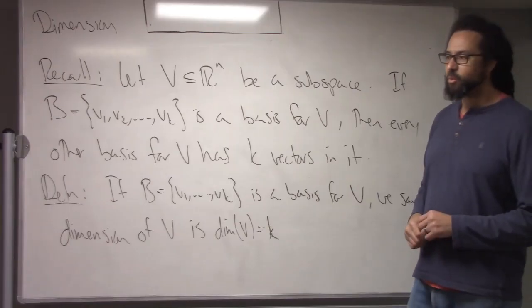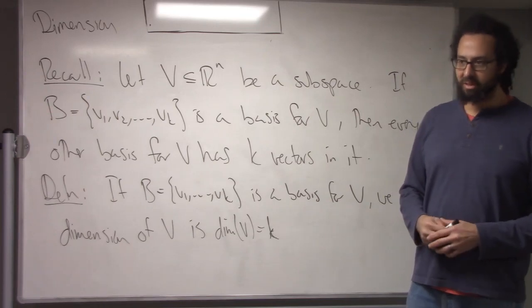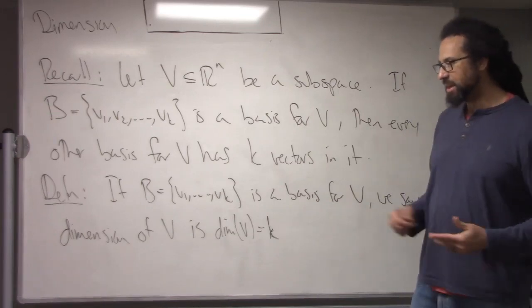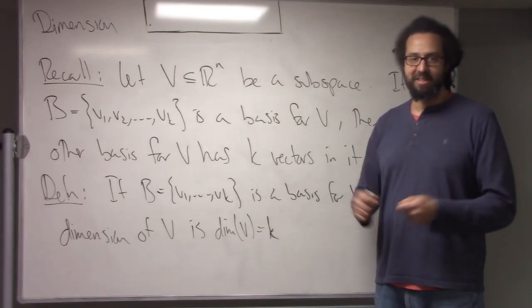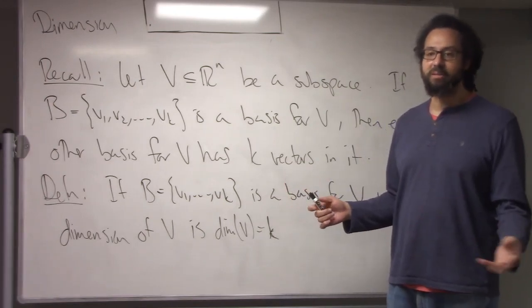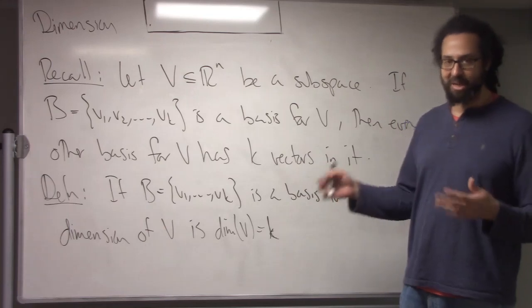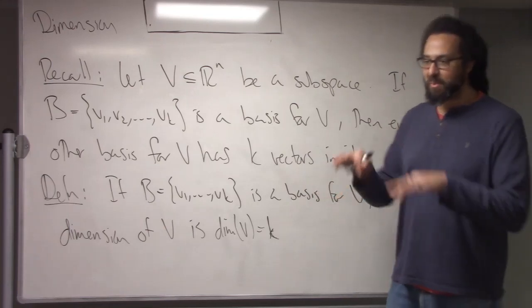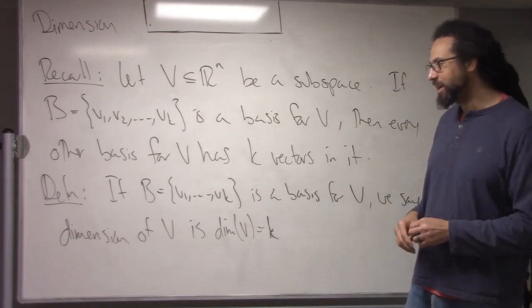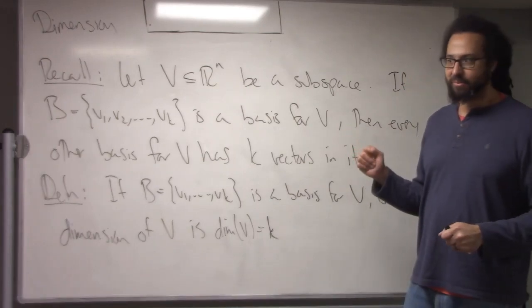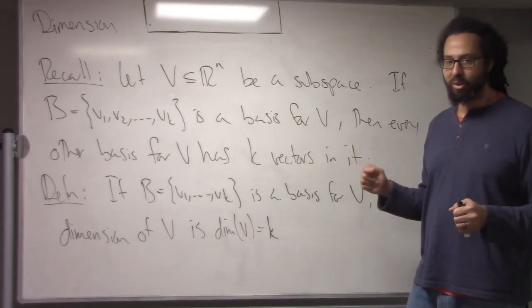Okay, in this lecture we want to define the dimension of a vector space. So in a bit we'll see that a subspace that is a line will have dimension 1, a subspace that is a plane will have dimension 2, a subspace that looks like R3 will have dimension 3, and so forth. So here's the rigorous definition for what we mean by dimension.